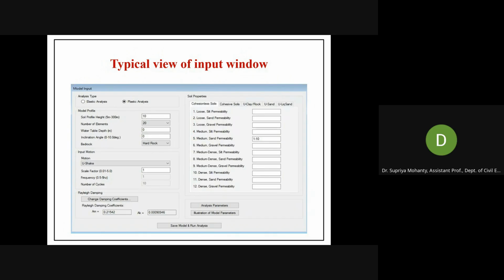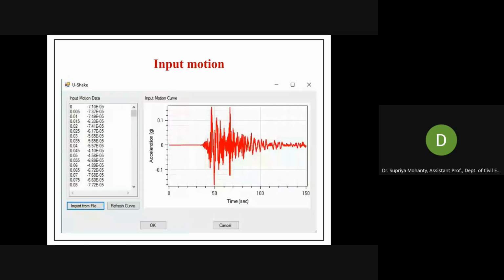Suppose you need to consider our Indian earthquake. So here you can use USEC, and whatever input motion data you have, you can select and analyze the profile considering the Indian earthquake. For input motion, you can see the time history acceleration record.